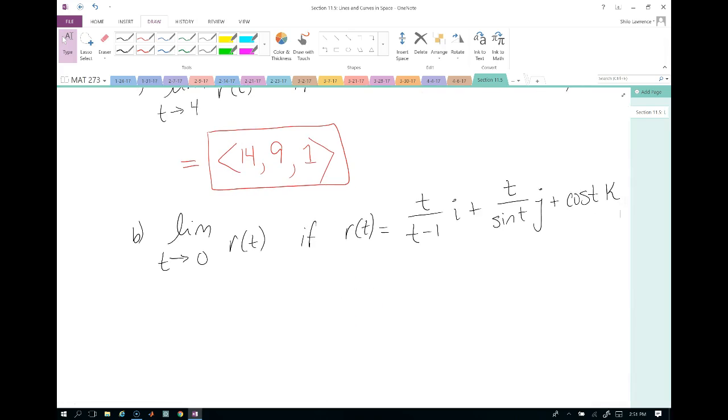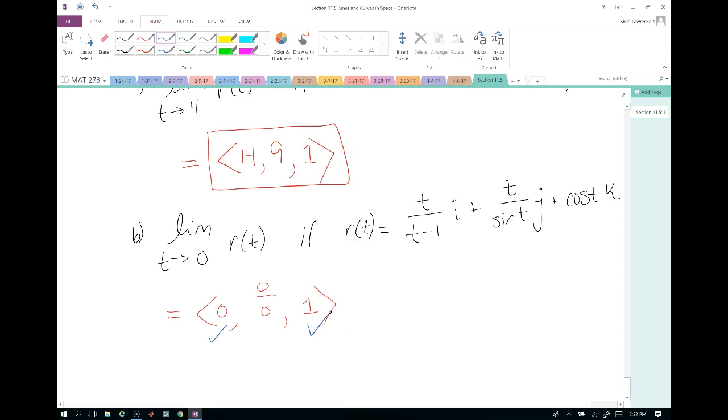If we try direct substitution here, I'm going to write this in red, I'm not positive this is going to be our answer. If we plug in t equals 0, we get 0 over negative 1. 0 divided by negative 1 is 0. So that's fine. When we plug 0 into the y component, we get 0 over sine of 0. We get 0 over 0, which is a problem. That is called indeterminate form. When we plug 0 into our z component, cosine of 0 is equal to 1. So two of these pieces are perfectly fine.